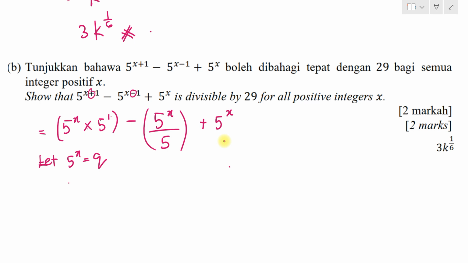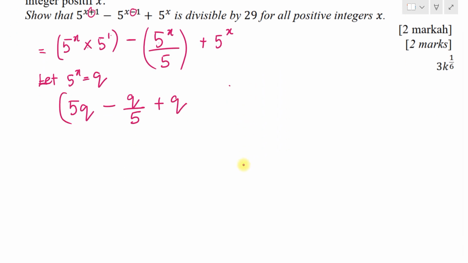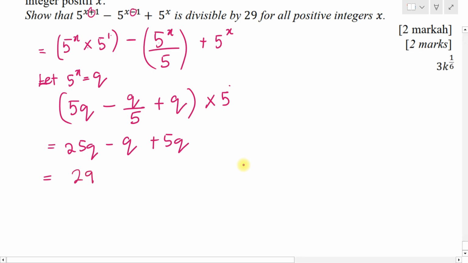Now let 5 power x be equal to q. So 5 power 1 is 5. 5^x is q. Minus 5^x is q over 5. Plus 5^x is q again. Okay, you see this is a non-linear expression. So you multiply the whole thing with 5 to get rid of this 5. So you get 25q minus q and 5 cut. So q plus 5q. So you will get 30 minus 1, 29q.